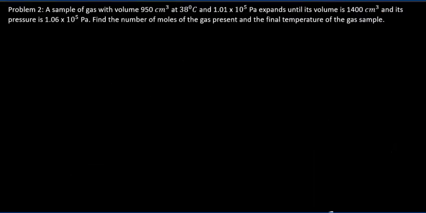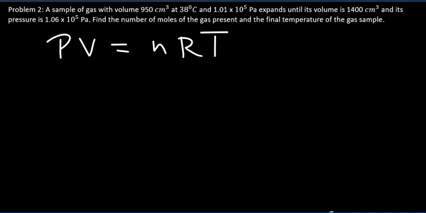Problem 2. A sample of gas with volume 950 cubic cm at 38 degrees Celsius and 1.01 times 10 to the power 5 Pascal expands until its volume is 1400 cubic cm and its pressure is 1.06 times 10 to the power 5 Pascal. Now first find the number of moles of the gas present and then the final temperature of the gas sample. The number of moles can be figured out from the ideal gas equation.